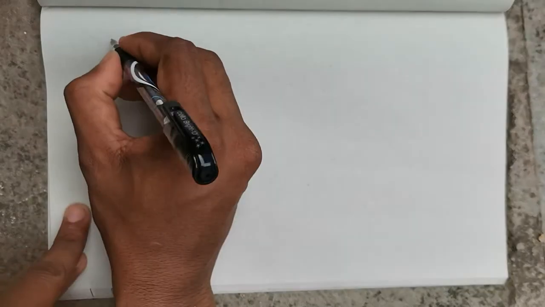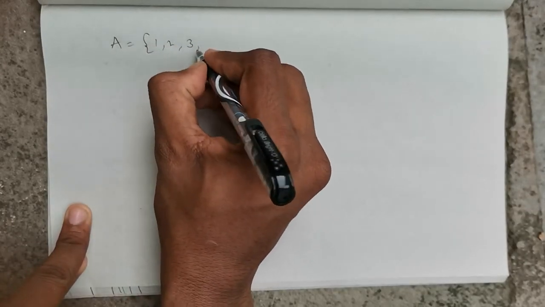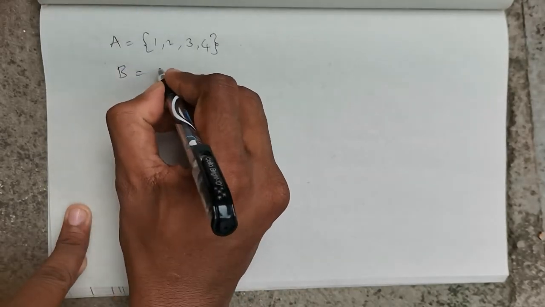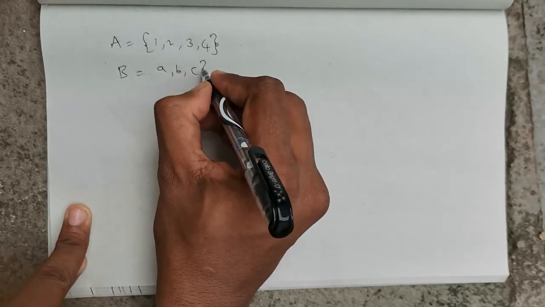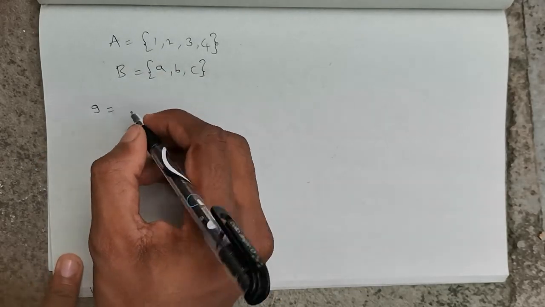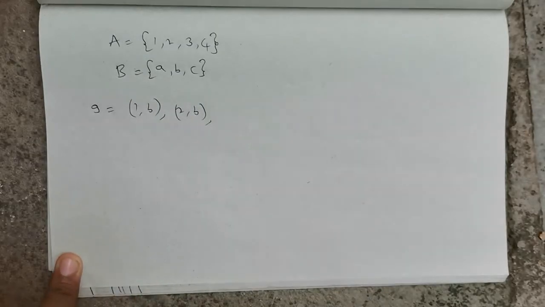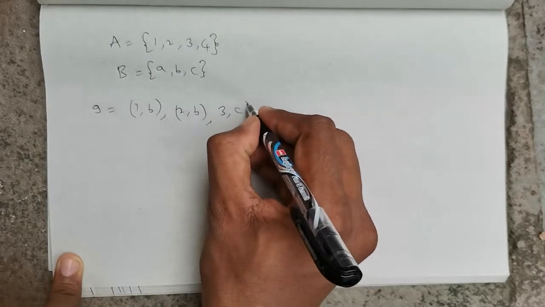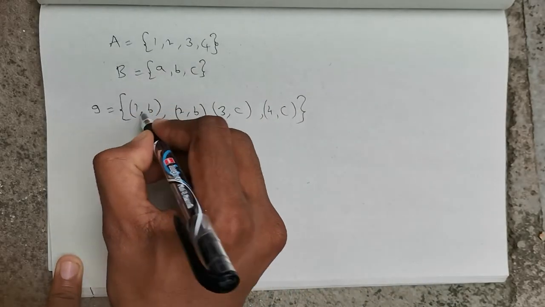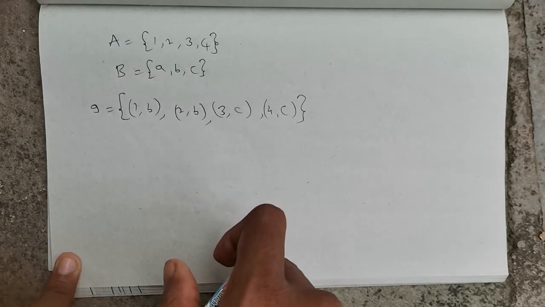Okay, next example is also same on the same set again. Set A equals to 1, 2, 3, 4 and set B is equals to A, B, C. And he gave a function g as 1 comma B, 2 comma B, 3 comma C and 4 comma C. Let us check whether it is onto function or not.